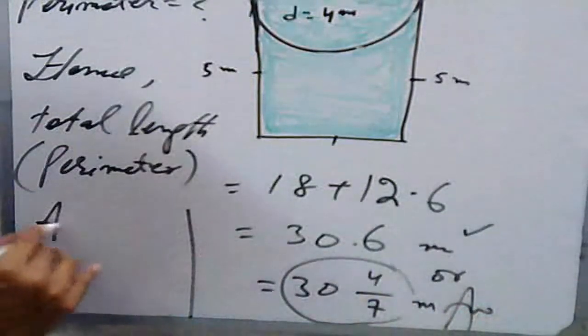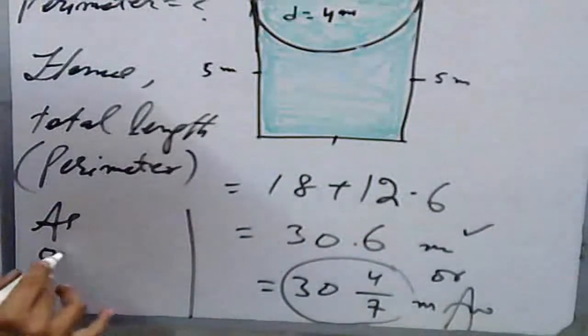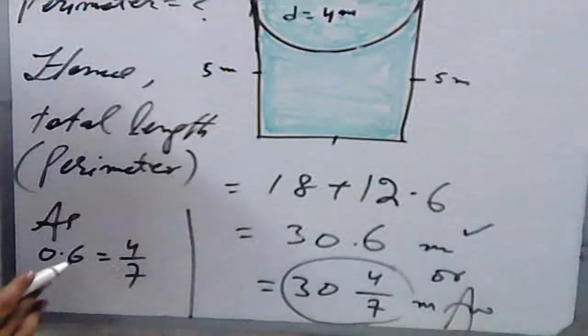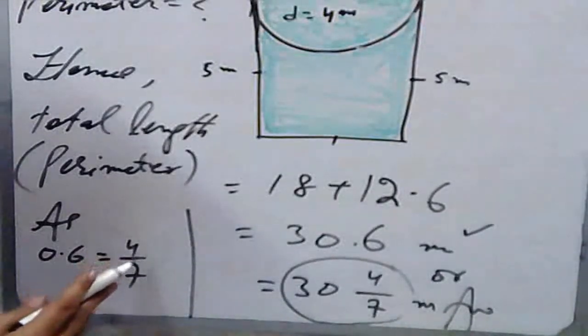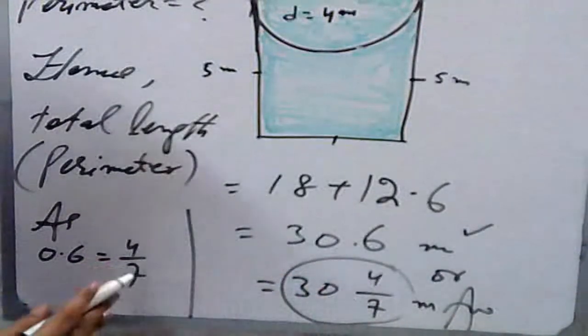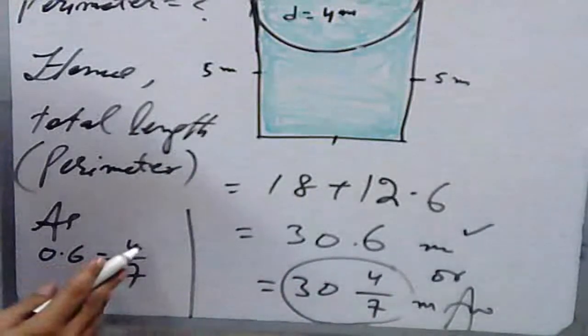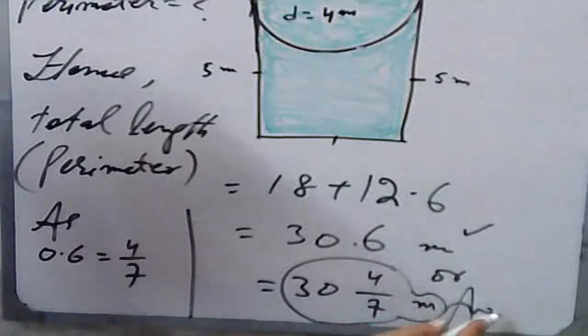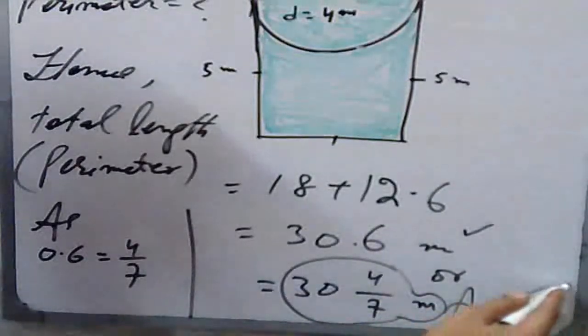It should be noted: what does it mean? 0.6 is equal to 4 by 7. So by using a calculator, what is the value of 4 by 7? Instead of 0.6 you can write 4 by 7. So that is your required result, which is given in your textbook as the required answer.